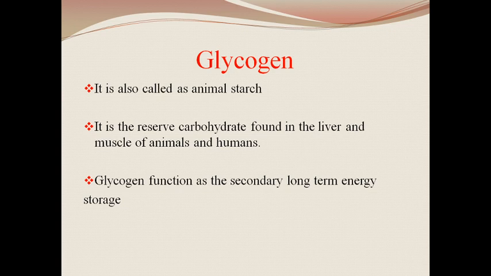Next, glycogen. It is also called animal starch. It is the reserve carbohydrate found in the liver and muscles of animals and humans. Glycogen functions as a secondary long-term energy storage.